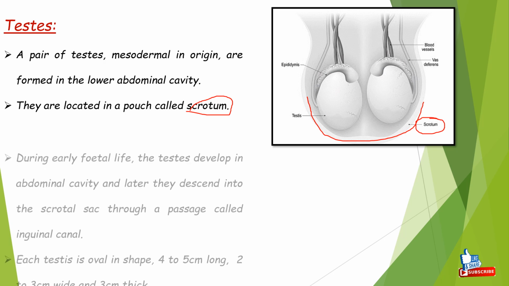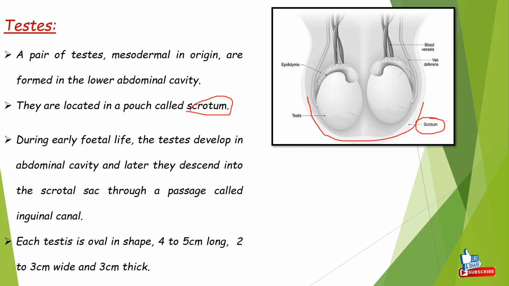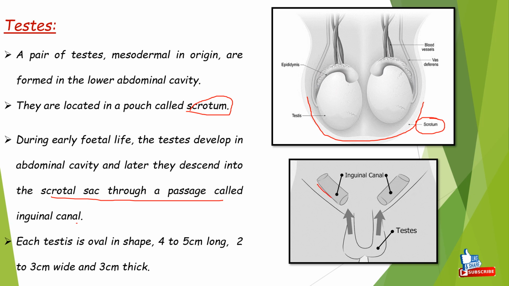Now, during early fetal stages, you will find that the testes develop in the abdominal cavity, and later they descend into the scrotal sac through the passage called the inguinal canal. So here you can see this is the inguinal canal, and it is responsible for descending these testes out of the body, or you can say into the scrotal sac. Each testis is oval in shape, 4 to 5 cm long and 2 to 3 cm wide.